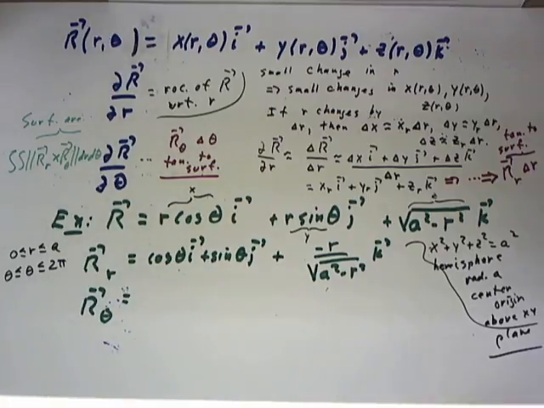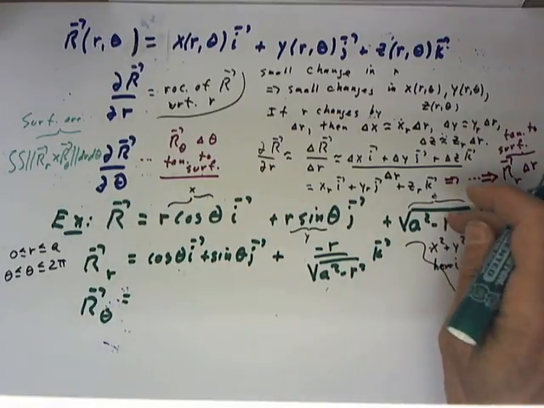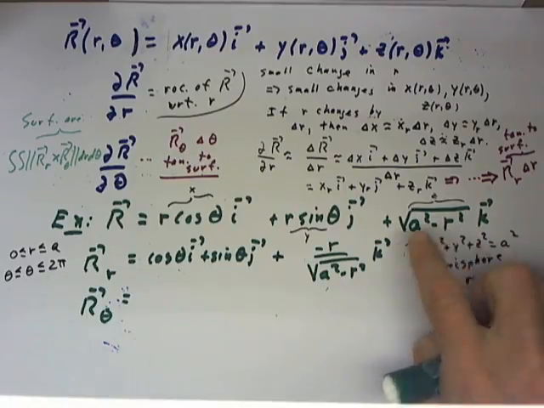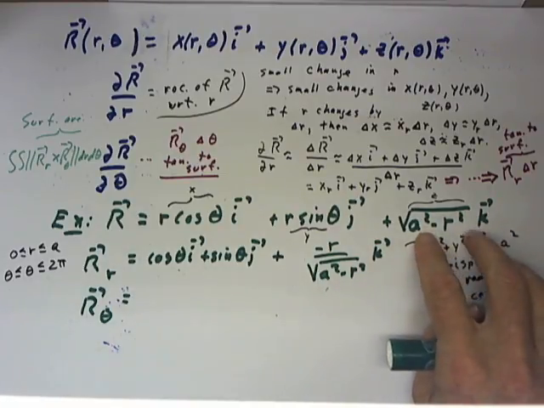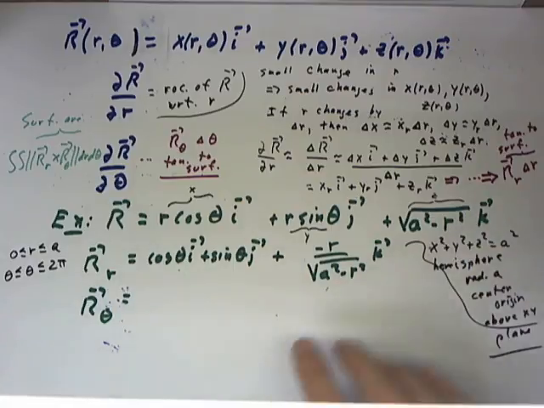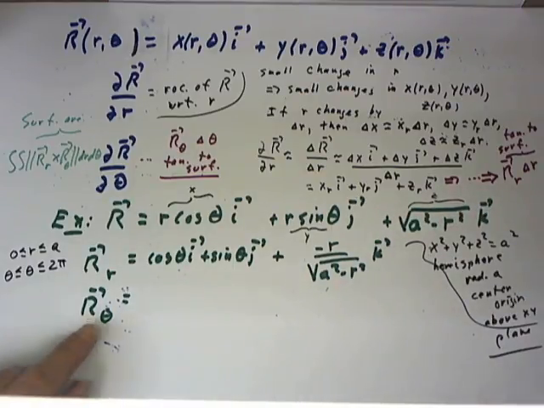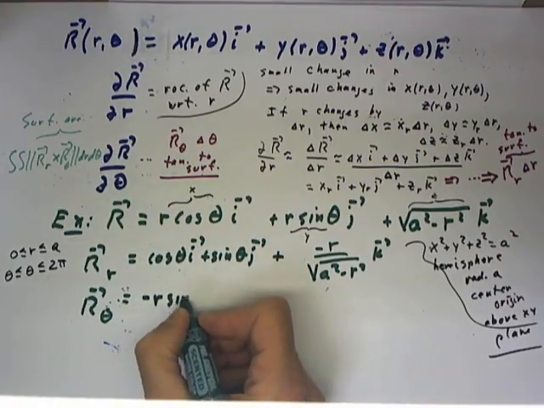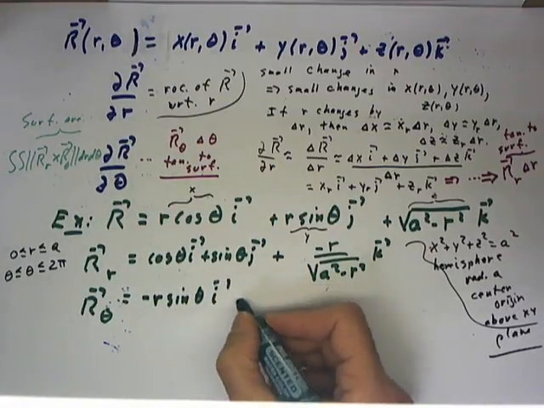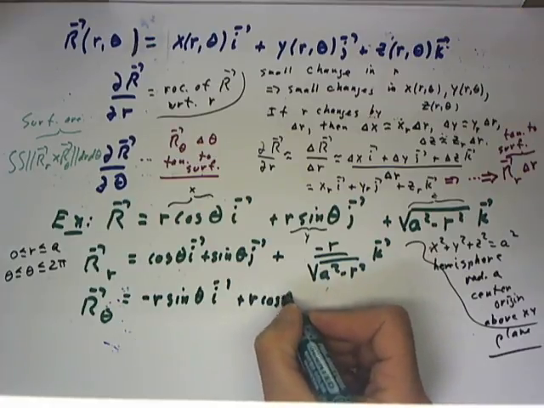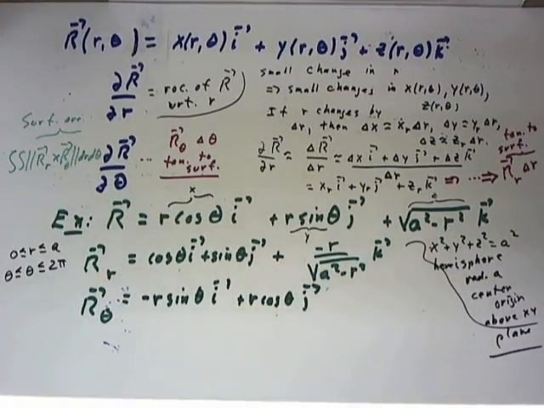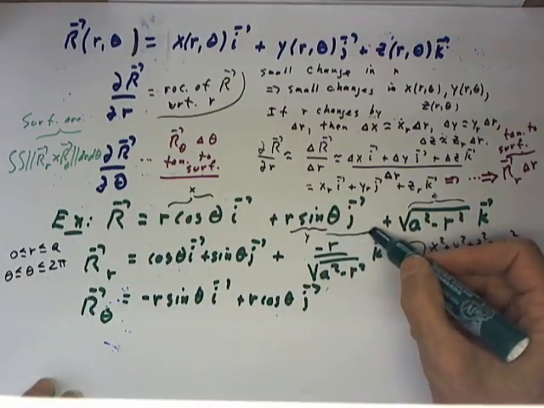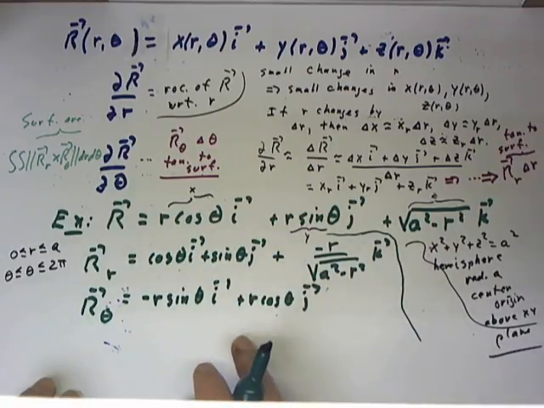Our theta derivative is even simpler. First place, there's no theta dependence in the z component, the multiple of k, so that's going to be 0 with respect to theta. Derivative of r cosine theta is negative r sine theta times i plus r cosine theta times j. And there's nothing particularly intimidating about these expressions or the idea of taking their cross product.